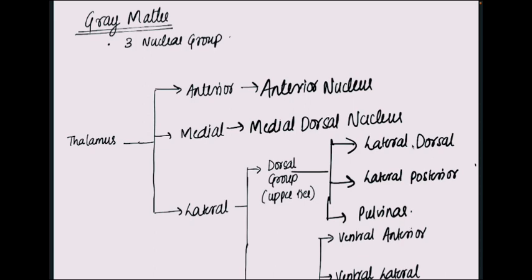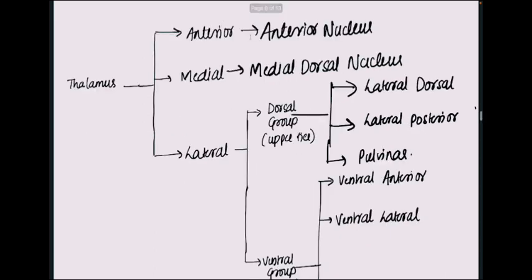Coming to the grey matter of thalamus. As mentioned before, the internal medullary lamina divides the thalamus into three nuclear groups. They are the anterior, the medial, as well as the lateral. Anterior nuclear group contains mainly a single nucleus, which is known as the anterior nucleus. The medial group also contains a single nucleus known as the medial dorsal nucleus.